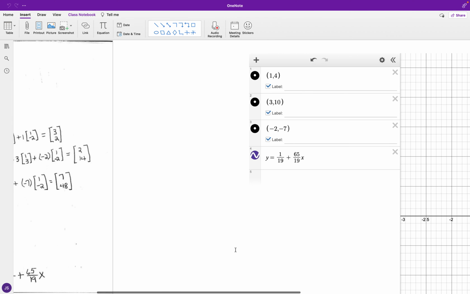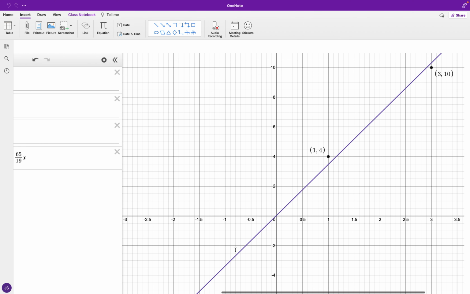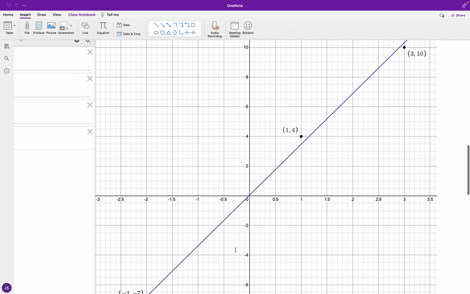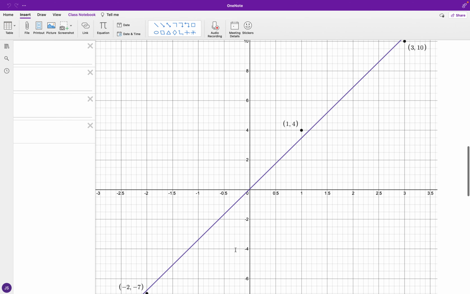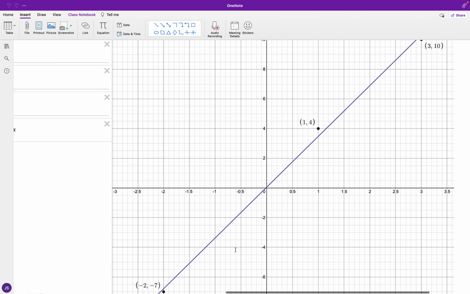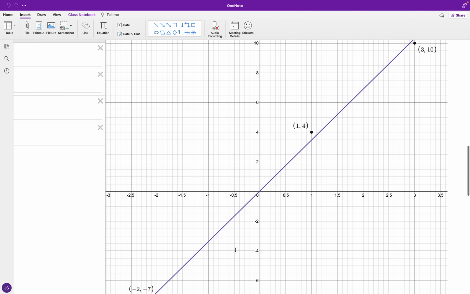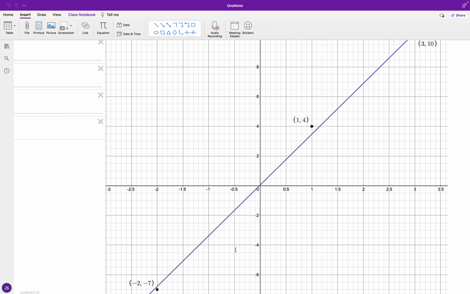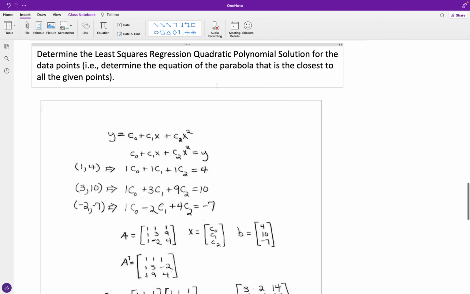And again, just for the visual representation, we have our 3 points, (3, 10), (1, 4), and (-2, -7). The least squares regression line is y = 65/19 x + 1/19, and that is the straight line that is the closest to all 3 points collectively. Now, progressing to the least squares quadratic polynomial solution for the data points, in other words, determining the equation of the parabola that is the closest to all the given points.